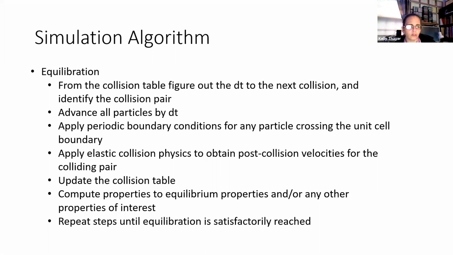We advance all particles by dt. We apply the periodic boundary conditions for any particles crossing the unit cell boundary, just to make sure that there are not any particles there that are going to collide sooner. We are going to apply the elastic collision physics to obtain the post-collision velocities for the colliding pair. Then we will update the collision table. If there are any properties that we're interested in computing, we will compute those properties.